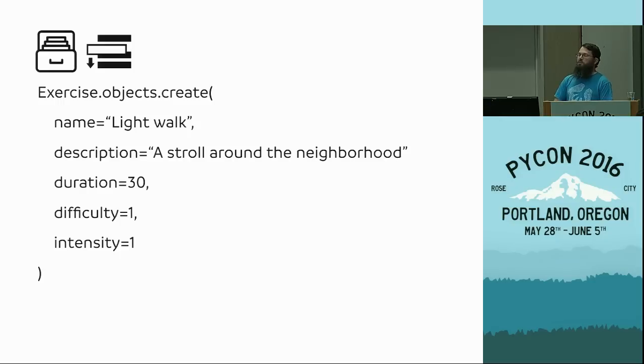Now, there might be other fields that I haven't listed here that are optional fields. They're not required, but I have to give all the required fields. That's why they're required. And you notice I don't have to send the ID through. I don't have to know which exercise this is. Django handles that automatically for me with an auto-incrementing field.